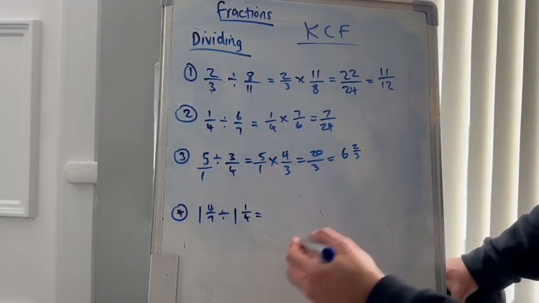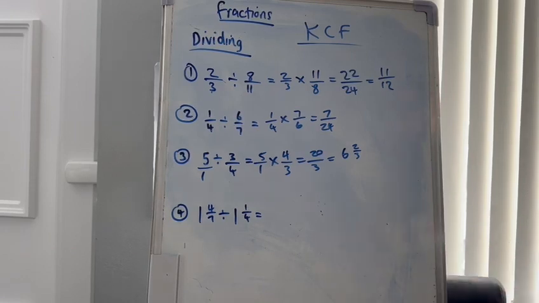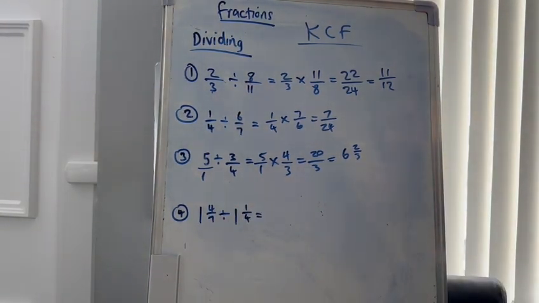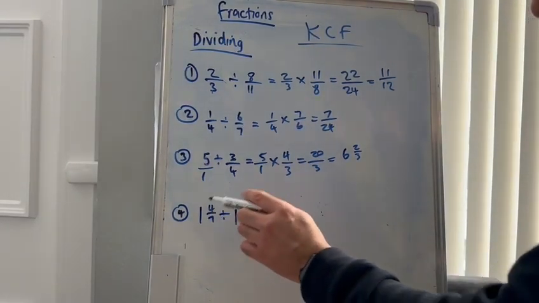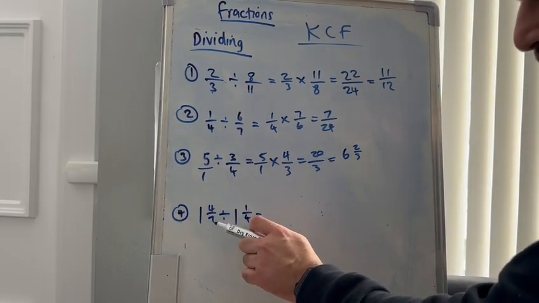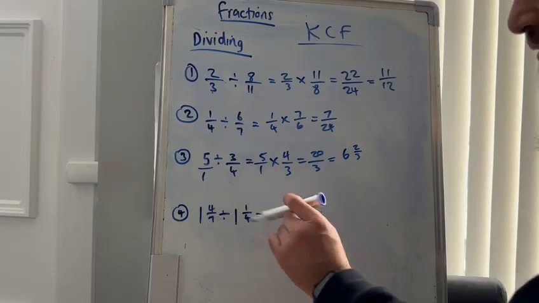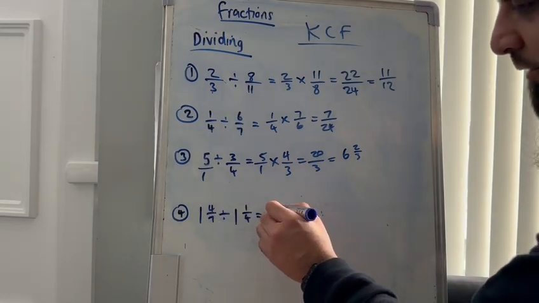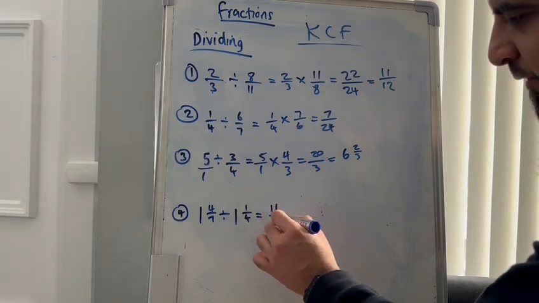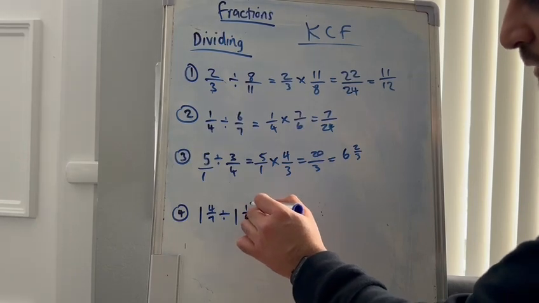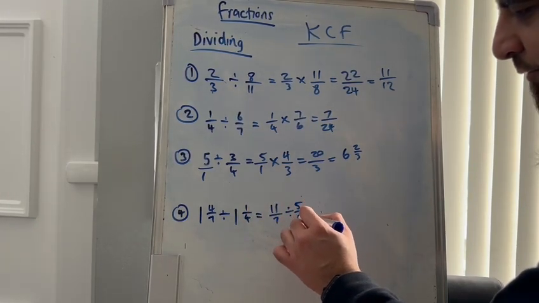And then same here, same principle as we did with the multiplying. We change it over first. So we want to convert it into top heavy. So 1 times 7, remember, the big number times by the bottom number, and then you add the top number. So 1 times 7 is 7, 7 add 4 equals 11. So it's 11/7 divided by 1 times 4 is 4, add 1 is 5, so 5/4.